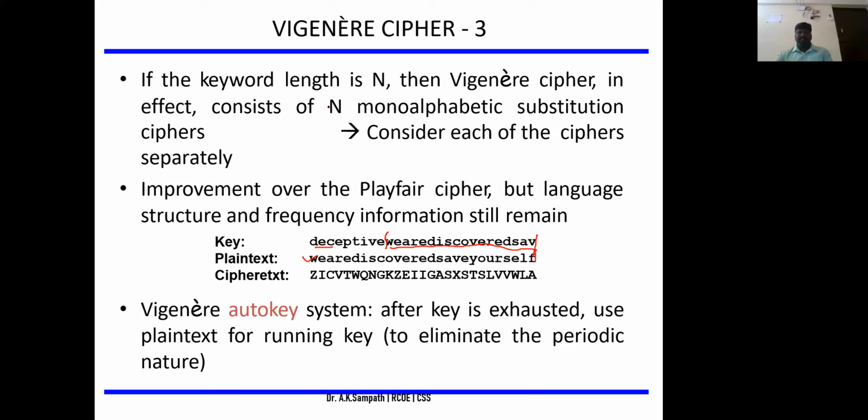But when it comes to the modern polyalphabetic cipher, the keyword should be used only once. After that, the plain text can be filled in to equal the length of the key size as well as the plain text size. But the rest of the process is going to be the same. Is it clear?